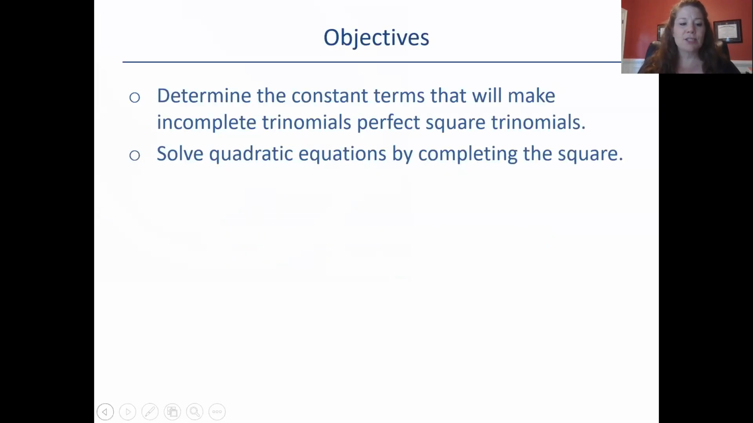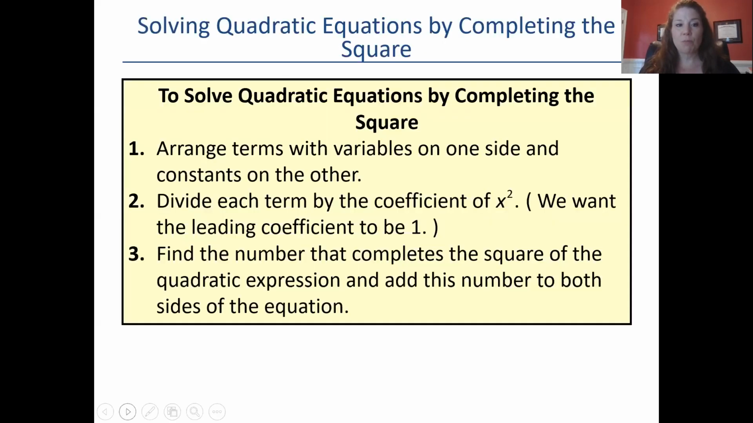This is chapter 10, the second section, and the objectives for this section are we're going to determine the constant terms that will make incomplete trinomials perfect square trinomials, and we're going to solve quadratic equations by completing the square. So here are the directions, and you have a copy of my PowerPoint.